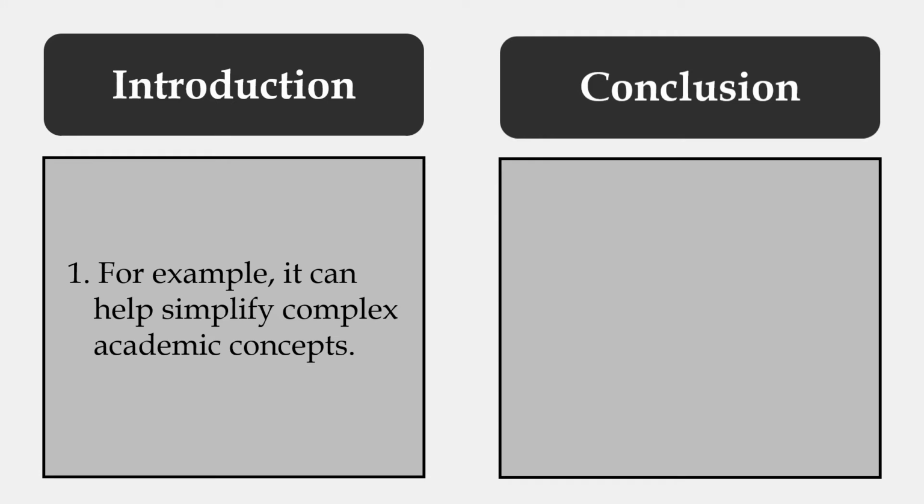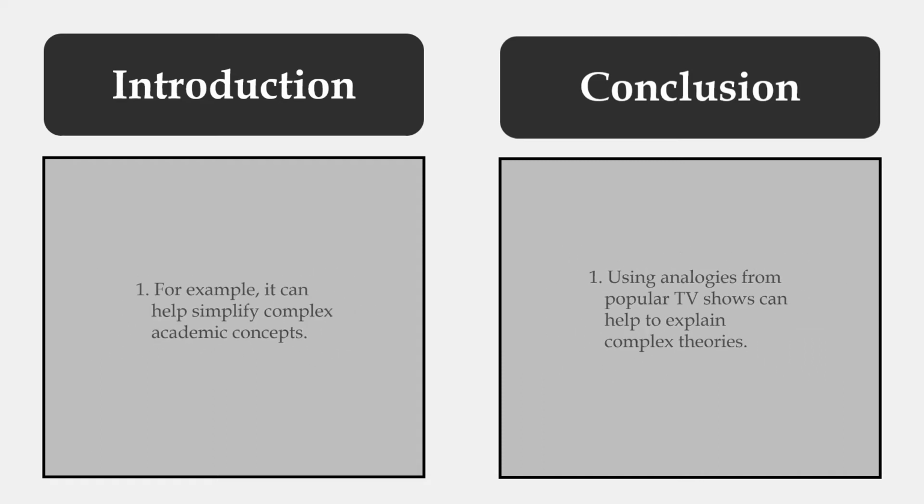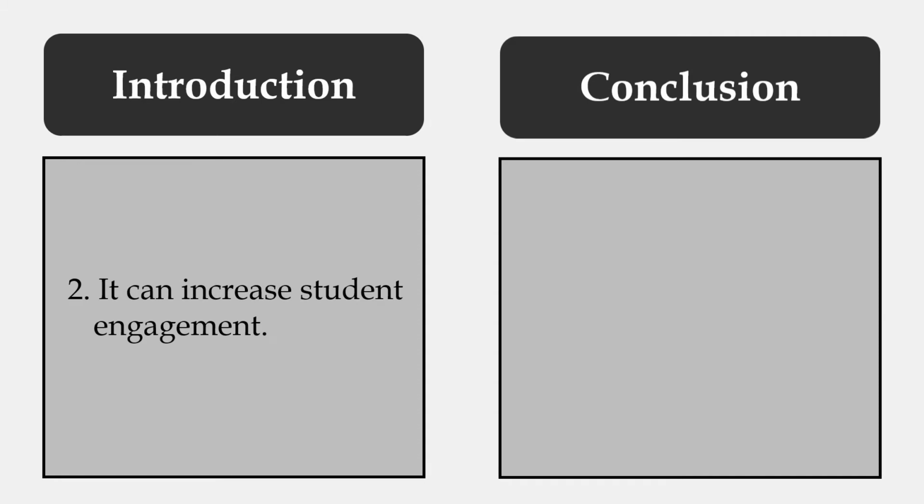For example, popular culture can help simplify complex academic concepts. That's sufficient for your introduction, but throughout your paper you've introduced evidence that you can now draw on in your conclusion to reinforce that you've proven your argument. Using analogies from popular TV shows can help to explain complex theories. You might even be more specific. For example, one instructor used a specific TV show to outline a specific theory. You would, of course, name the specific show and theory in that case. This would not be included in the introduction. It would simply move on to pop culture can also increase student engagement.